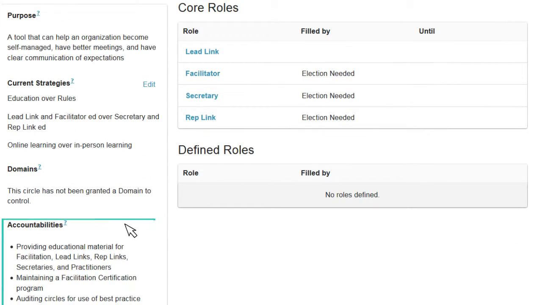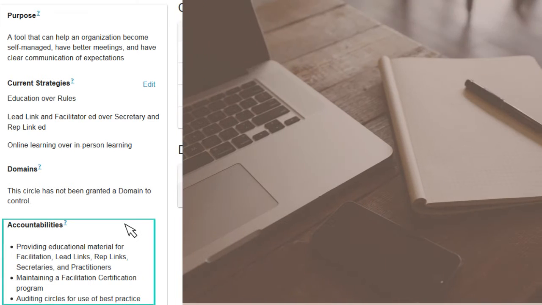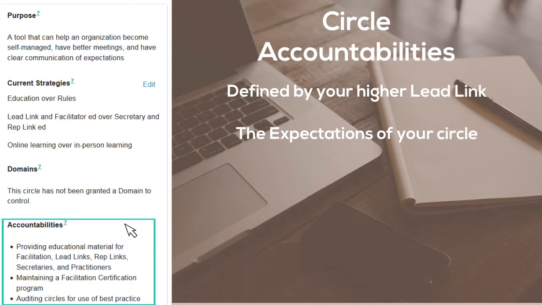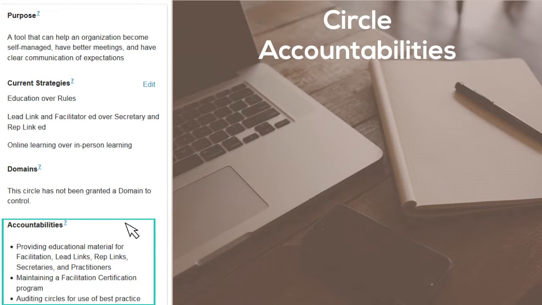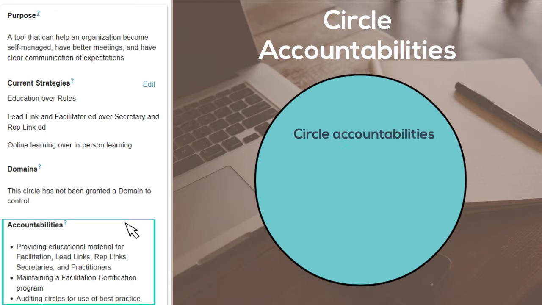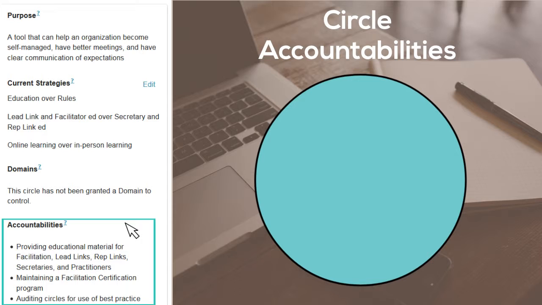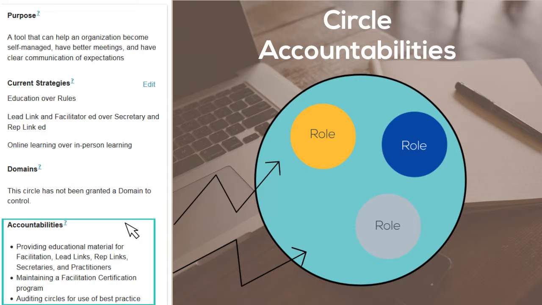Your circle accountabilities are located on the left side panel towards the bottom. They are defined by your broader circle's Lead Link and are the expectations of the whole circle. Many people think that circle accountabilities are everyone's responsibilities, but that's incorrect. Only you, as a Lead Link, are responsible for the accountabilities at the end of the day. However, because you can't do all the things all the time, you will delegate those expectations by breaking them down into the roles within your circle. More information on this later.